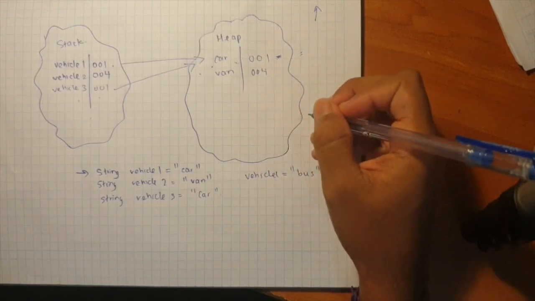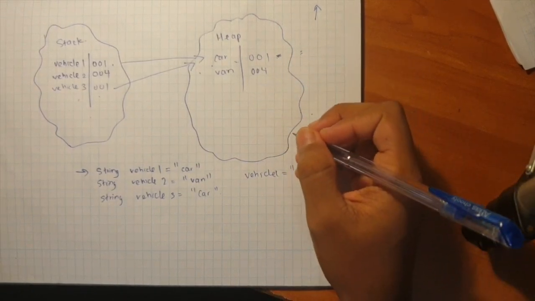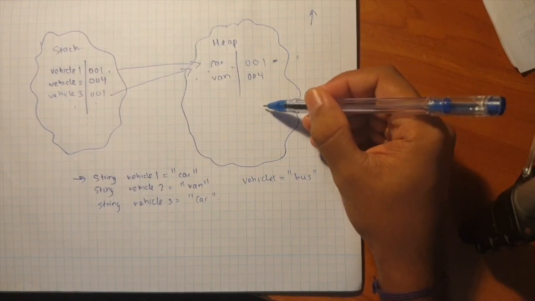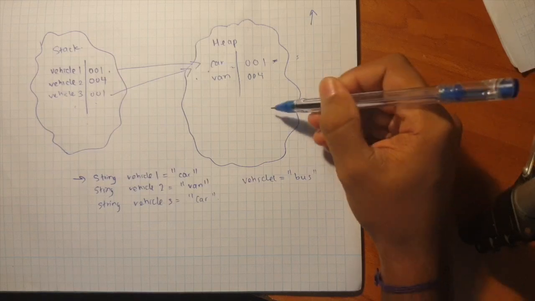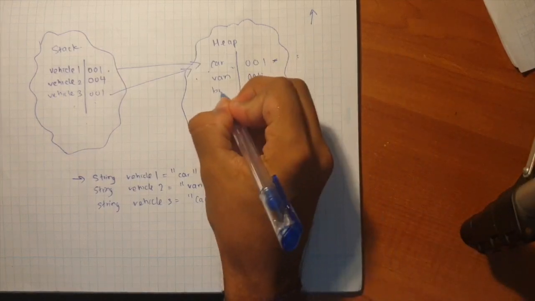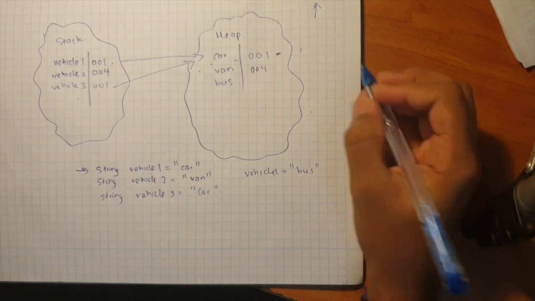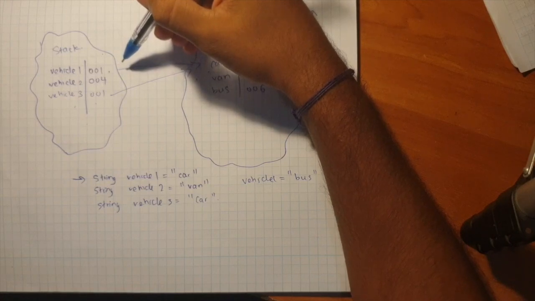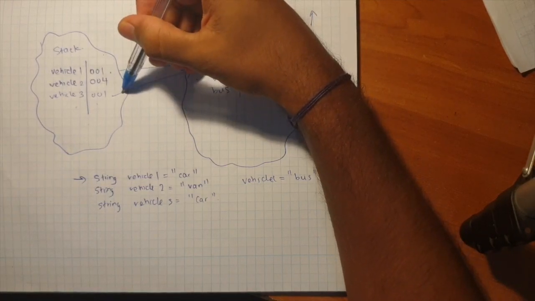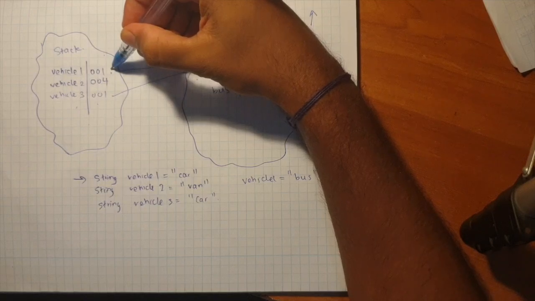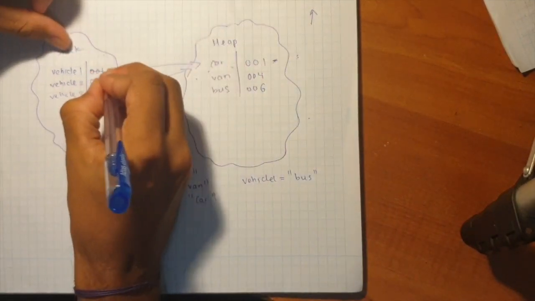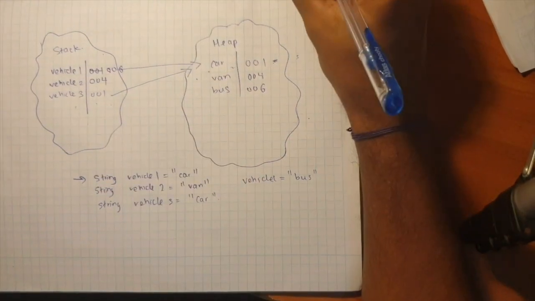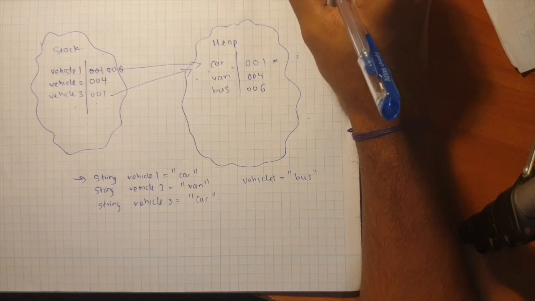So what happens actually? Let me show you. Since the value of string bus does not exist in the heap memory, the value bus will be added and it will get a referring address, let's say 006. And what happens in the stack memory? There will not be any new variables added, but the reference address of vehicle 1 will change to 006, making no harm to variable 3, making it a benefit when accessed from multiple threads.